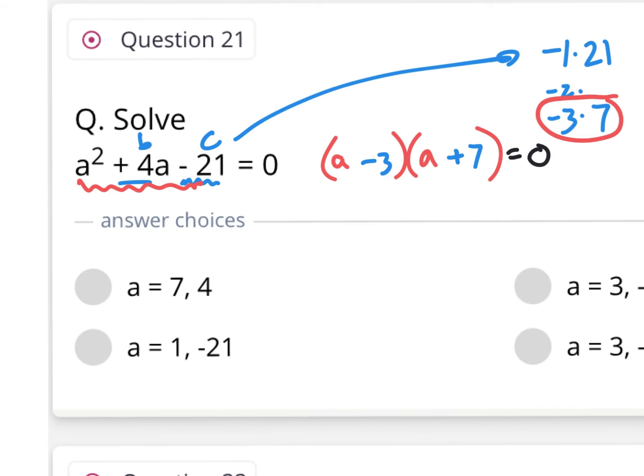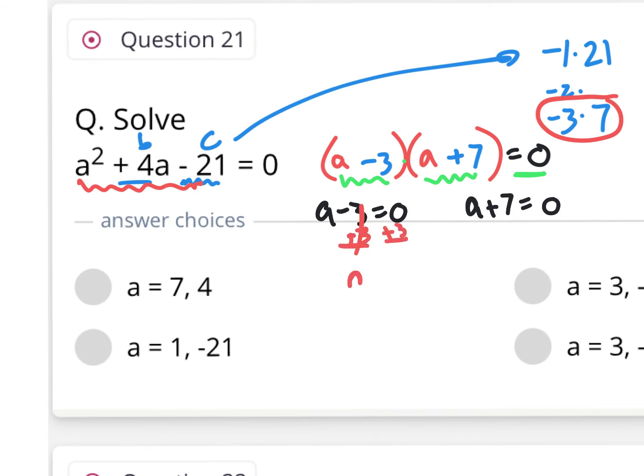Now we need to think, well, if you have a binomial times a binomial and the answer is 0, then the first binomial, a minus 3, that could equal 0. And the second binomial, a plus 7, that could equal 0 because of zero product property, which means that you're going to end up with two answers.